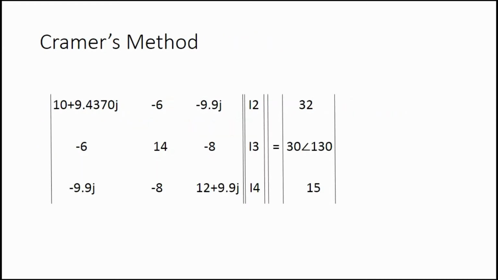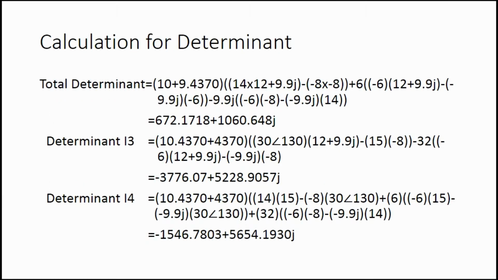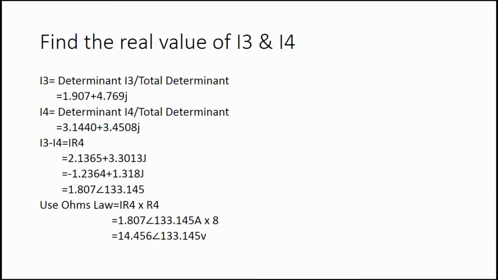After we derive the equations, we can use Cramer's method to solve the problem. By using Cramer's method, we can solve for the total determinant, determinant I3, and determinant I4. This is the calculation for solving the problem. Now we can get the values of I3 and I4 by dividing each determinant by the total determinant. I3 must be subtracted by I4 to get the value of the current that flows through R4.